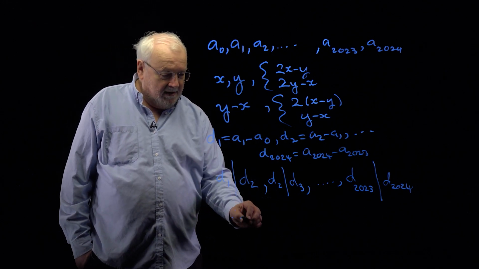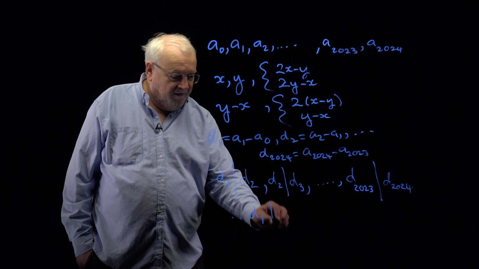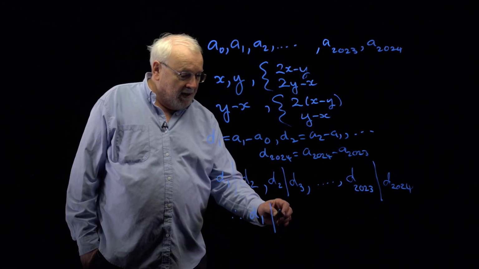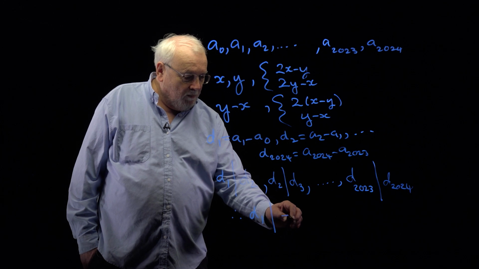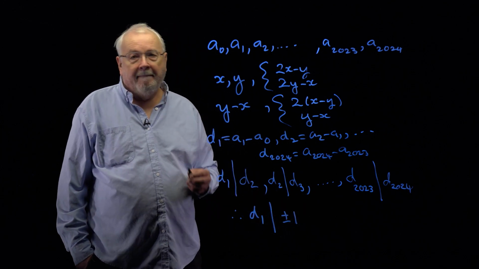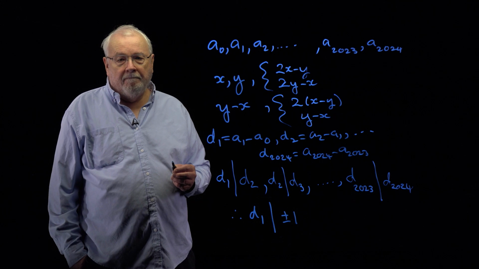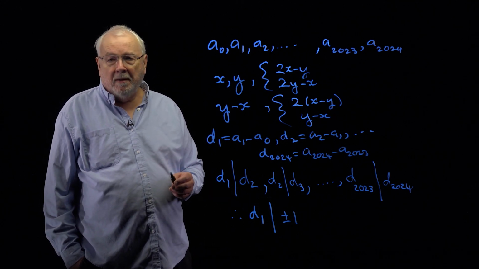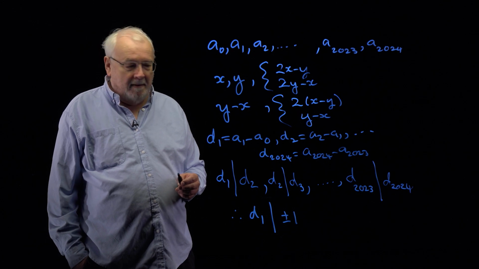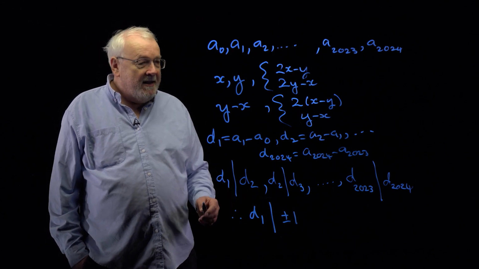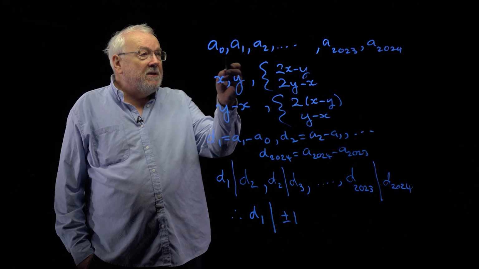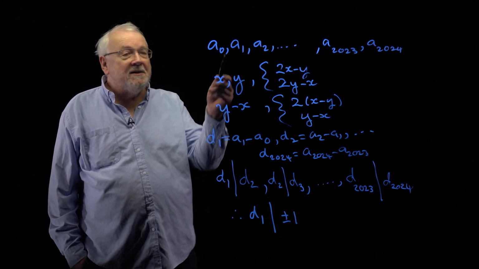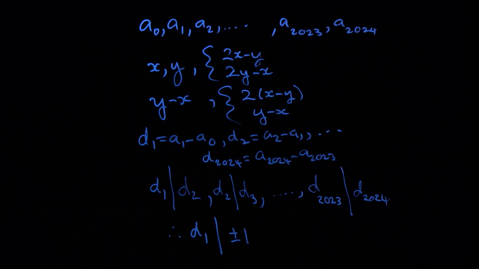That tells us that d1 divides d2024, which we happen to know is either 1 or minus 1. Now, the only integers which divide plus or minus 1 are plus or minus 1. So d1 is plus or minus 1. That means that the difference of these two terms is plus or minus 1. So they have to be consecutive integers. And we're finished.